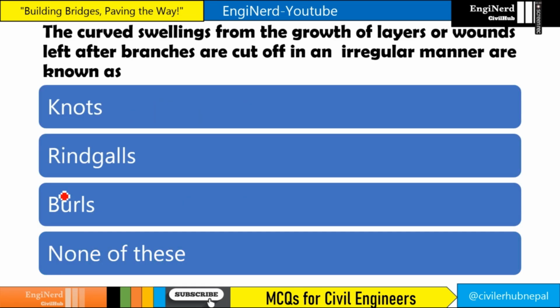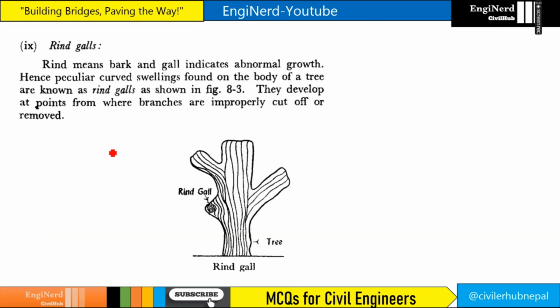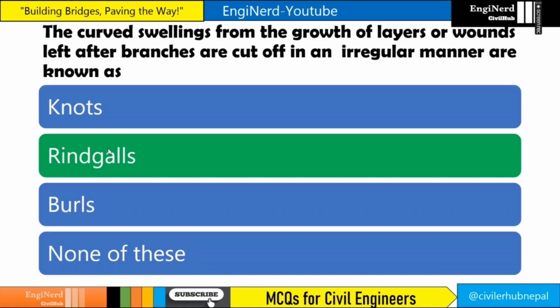The cropped swellings from the growth of layers over wounds, left after branches are cut off in an irregular manner, are known as rind galls, right? We see here in rind galls, rind means bark and gall indicates abnormal growth. So the unspecified cropped swellings found on the body of a tree are known as rind galls.